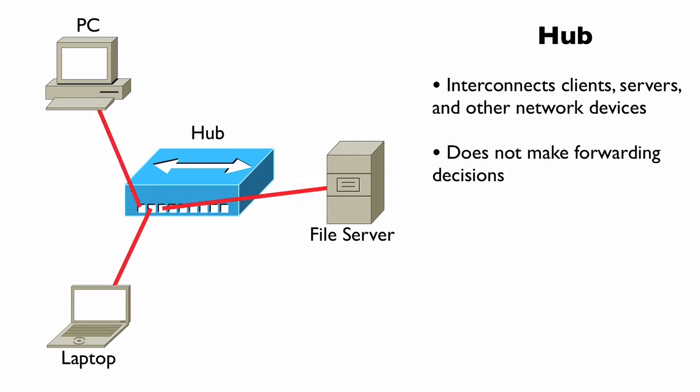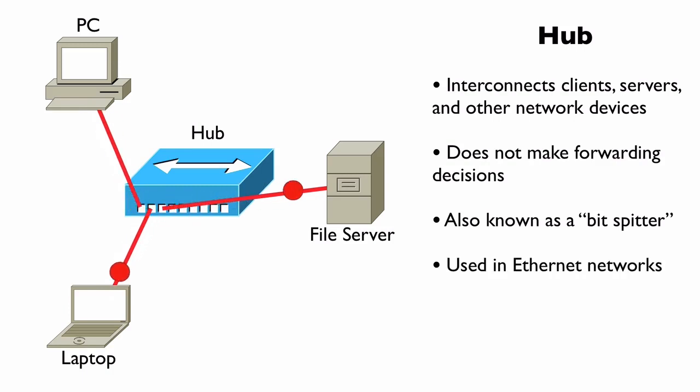In fact, sometimes it's simply referred to somewhat crudely as a bit spitter. It takes bits in on one of its ports and just repeats them out of the other ports. For example, on screen, if a PC sends a packet into the hub, it's going to regenerate that packet out all of its other ports, so everybody connected to the hub sees that traffic. And like we said, this was used in early Ethernet networks, and the competition back at this time was Token Ring. That was the other predominant technology in local area networks.